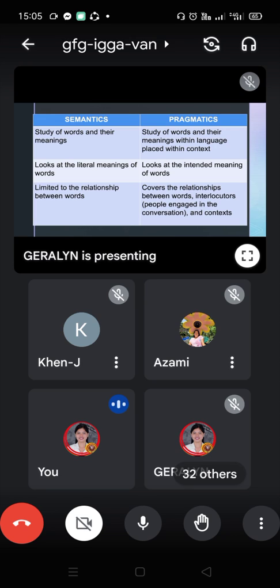So semantics is limited to the relationship between words, while pragmatics covers the relationship between words, interlocutors, meaning the people engaged in the conversation. So, katong nagstorya or katong naminaw, katong nagsulat o katong nagbasa, and context.